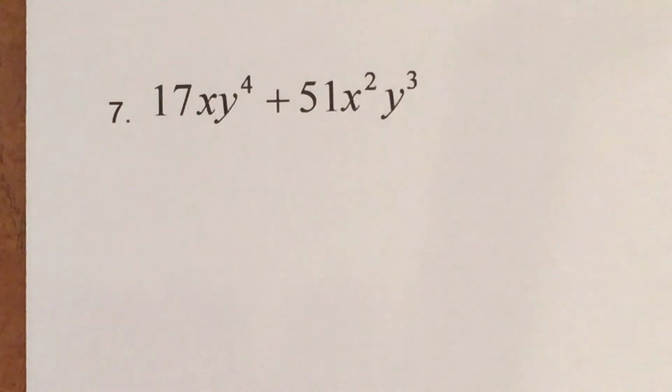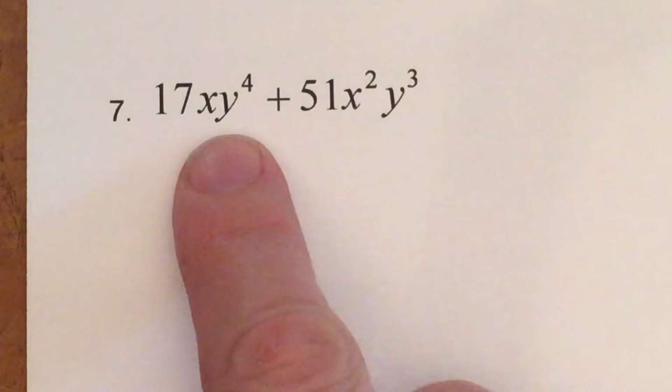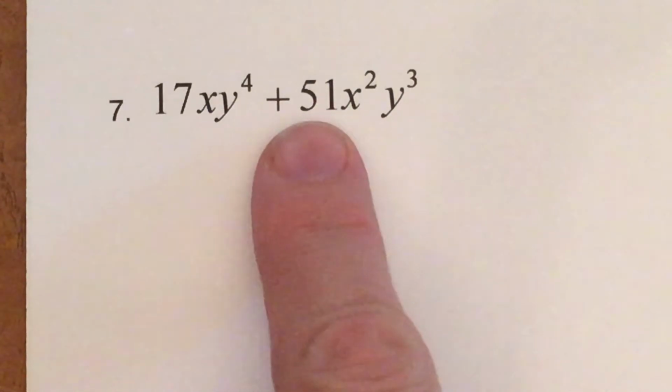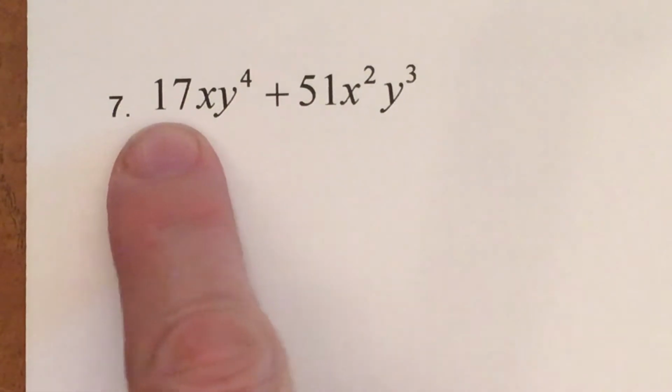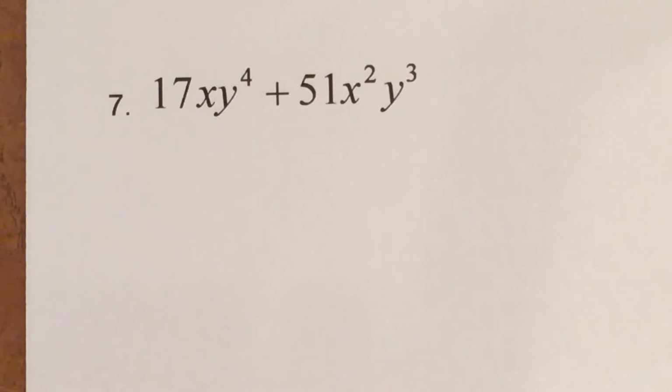All right. In number 7, we have 17xy to the 4th plus 51x squared y cubed. All right, 17 and 51, that is awfully suspicious. Now, I don't work with a lot of 17s. It's just not a common number to mess with unless you are 17. And then you're like, hey, I'm 17. Everything should be 17. But that's fine.